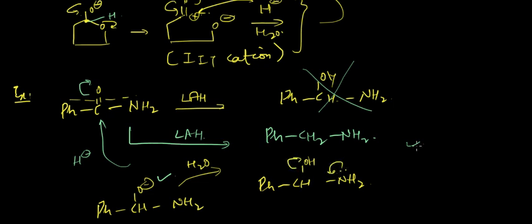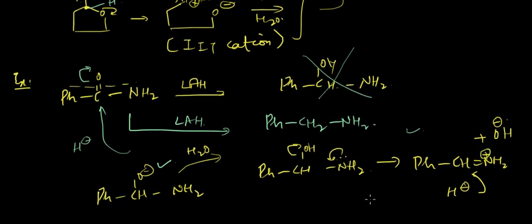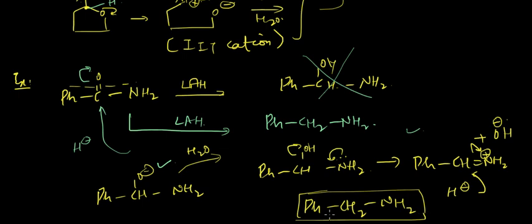Finally the lone pair of nitrogen will come into the picture, and we'll get something like CH double bond NH2 with the release of OH minus. Again H minus will attack this carbon atom, and we'll get PhCH2. Again the bond pair would be taken by the nitrogen atom, and we'll get something like this.